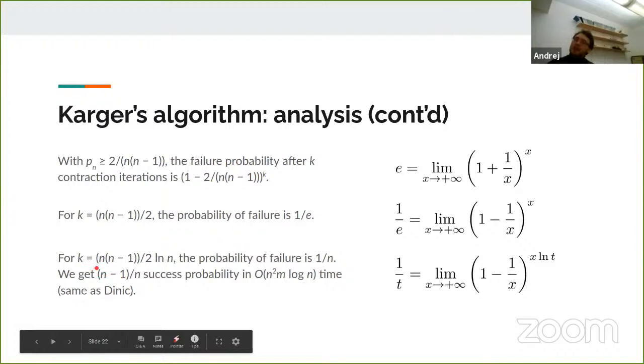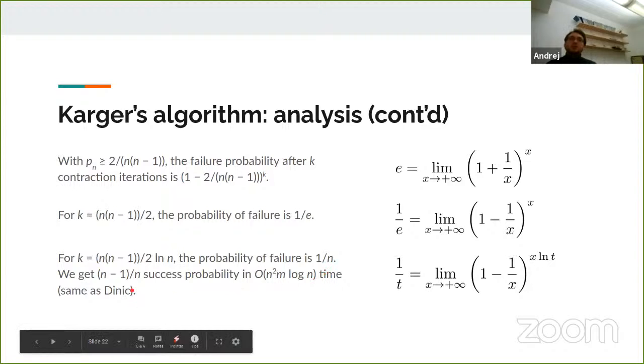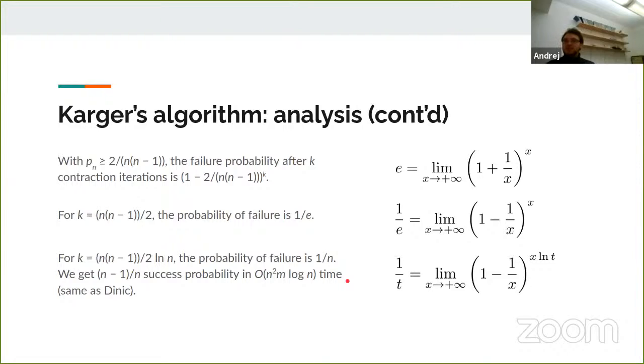So if we run n choose 2 times the logarithm of n times, the probability of failure is 1 over n. So success probability is n minus 1 divided by n. And you do it in n squared m log n time. And this is the same as Dinitz's algorithm.